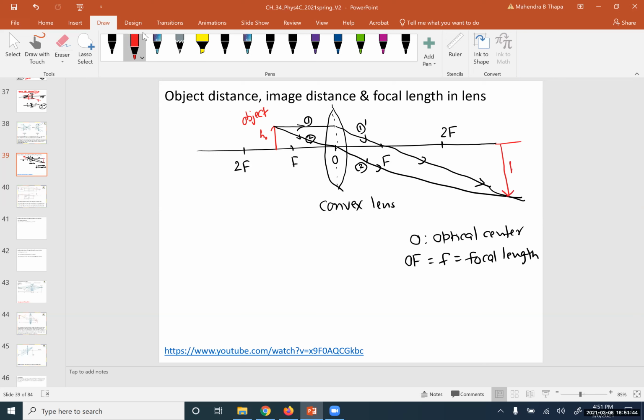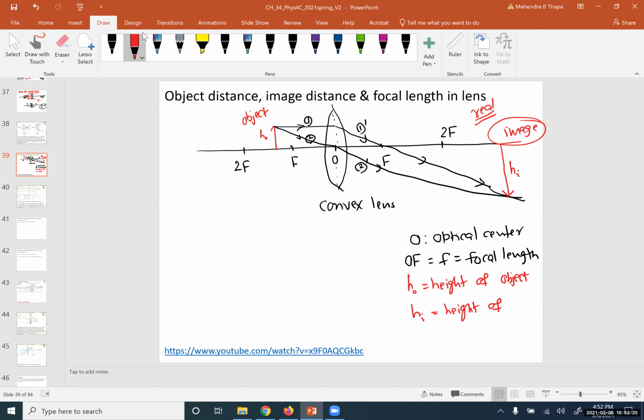So hi is the height of the image. This is your image. This image you can see here is real, because it is formed by the actual intersection of the refracted rays. For example, here h naught is the height of the object, and hi is the height of the image.